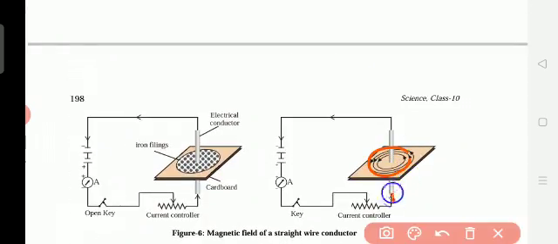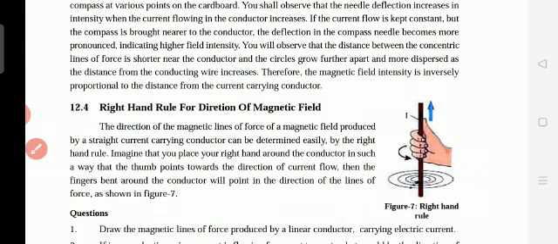Now the conductor is straight, the thumb is on top. That means this is the way the current is flowing. When the current flows in a straight path, how will the magnetic field be? The magnetic field will be in circular form, like this. So that is the right hand rule for direction of the magnetic field.